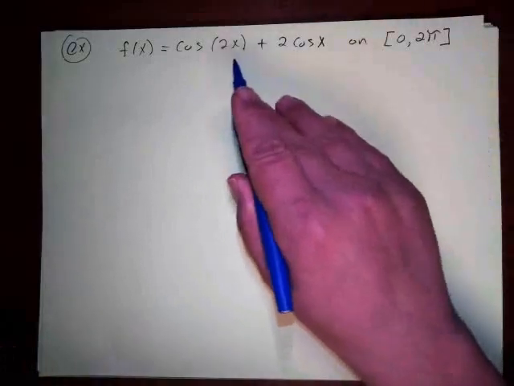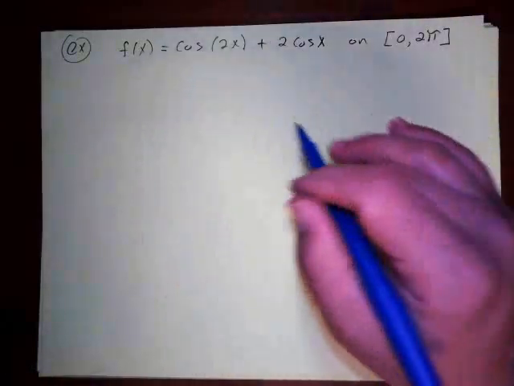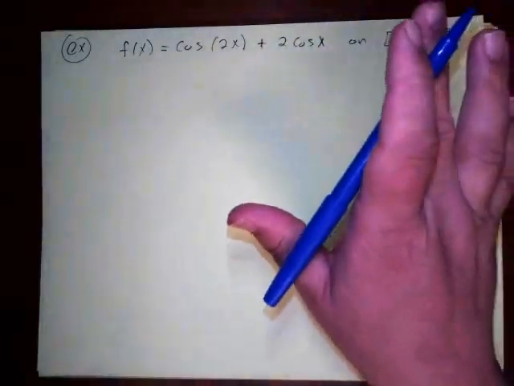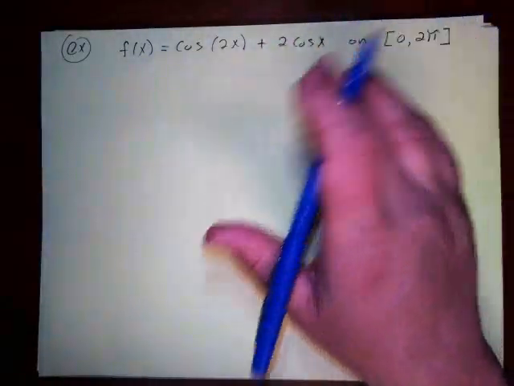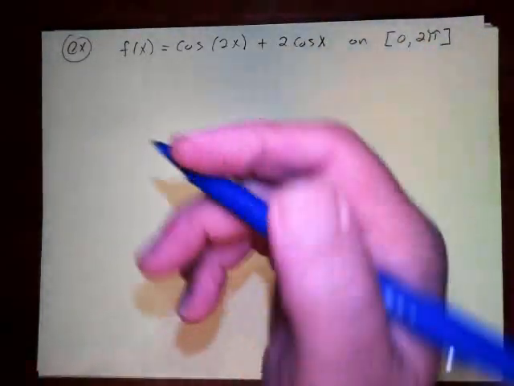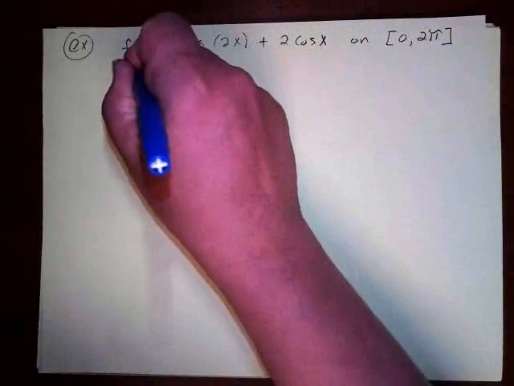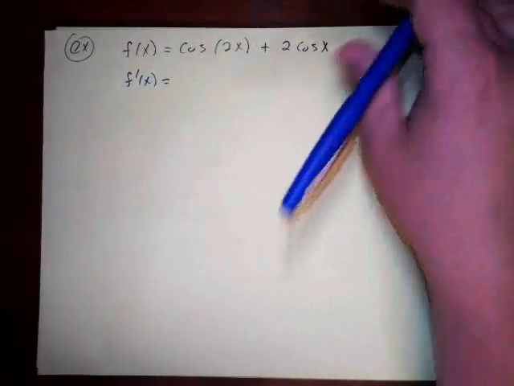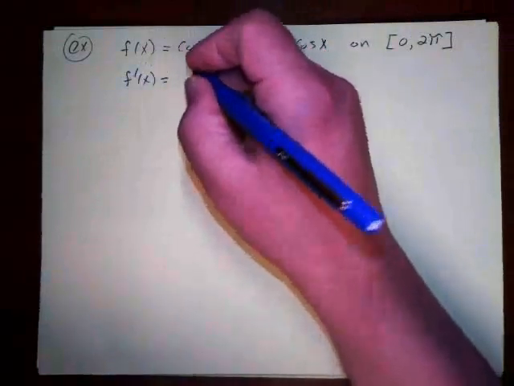Now this function, I have no idea what that's going to look like. So I don't know anything about it, but I'm just going to find the critical points, and then I'll evaluate them at the critical points and the end points like we did before. And I grabbed another pencil here. So let's see. I'm going to take the derivative.